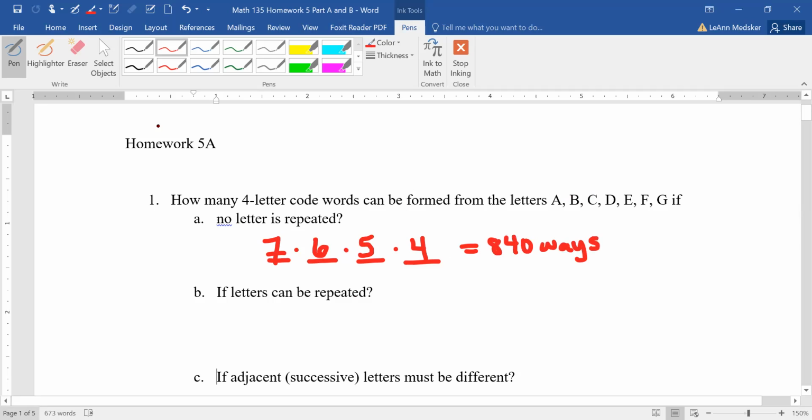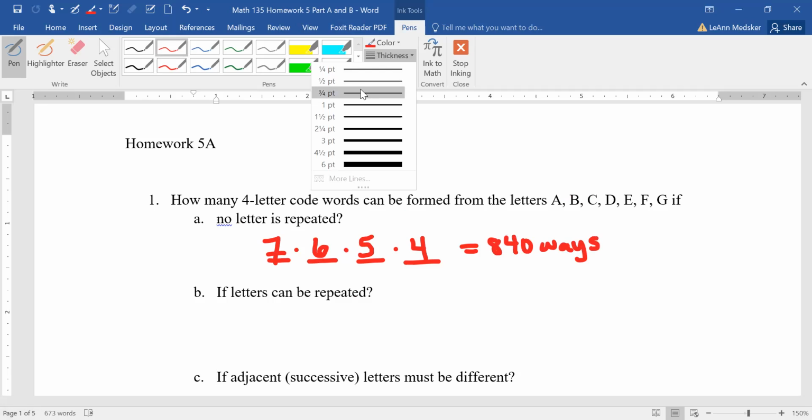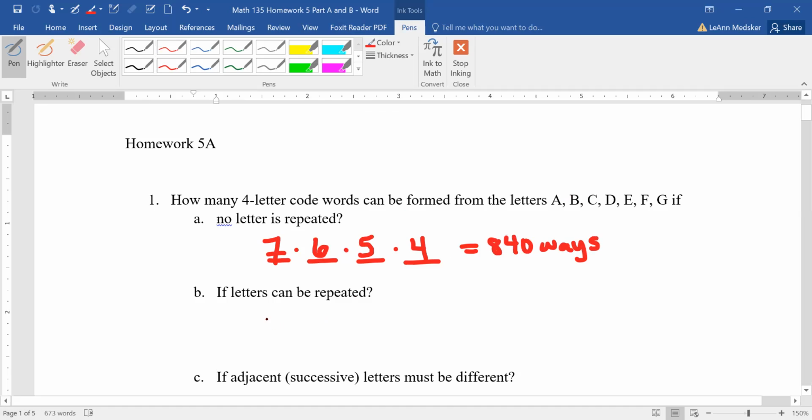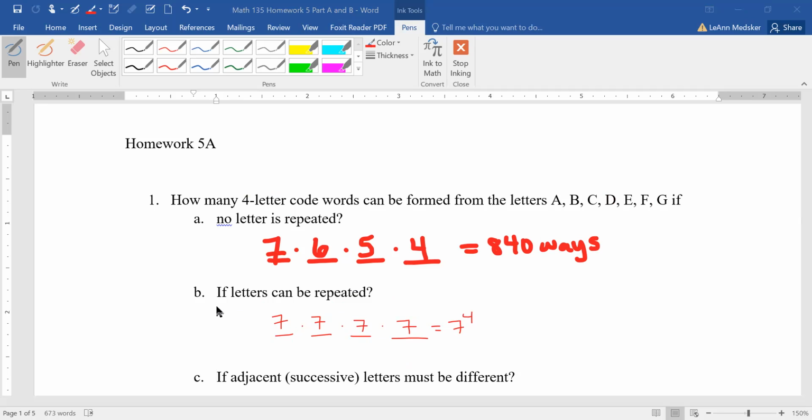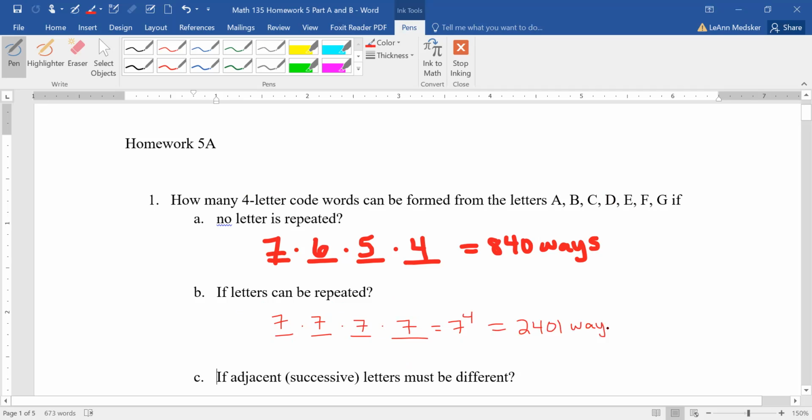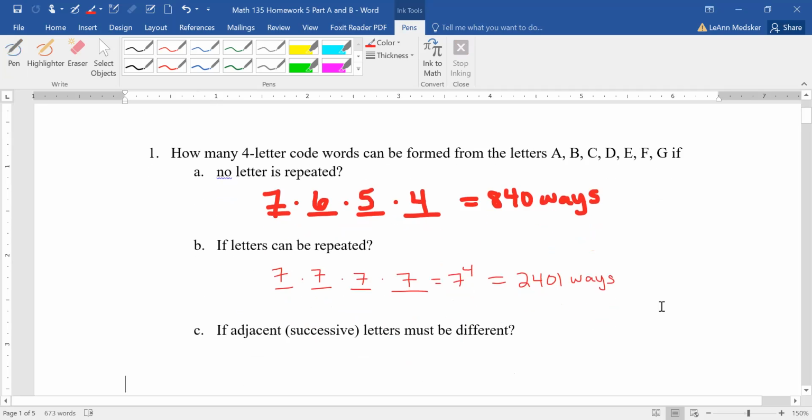Now, the second one is a little different. It says if the letters can be repeated. So again, 4 spots. And this time we still have 7 choices for the first one because you can use any of the 7. And since you can repeat letters, you have all 7 choices for each individual letter code spot. So this is 7 to the 4th. And if we do that on our calculator, that comes out to 2,401 ways. Notice there are more ways when you can have repetition.